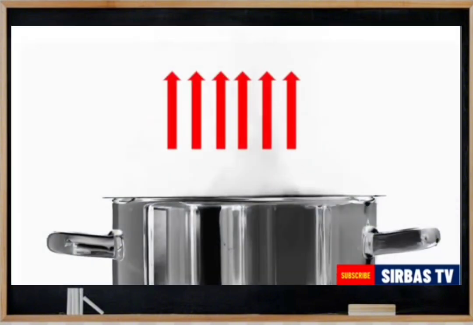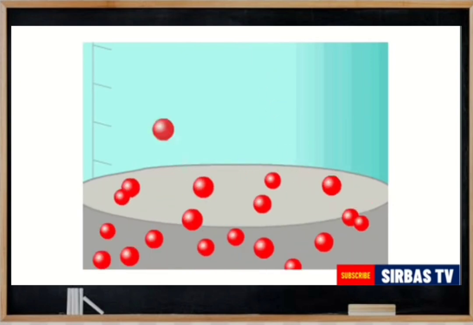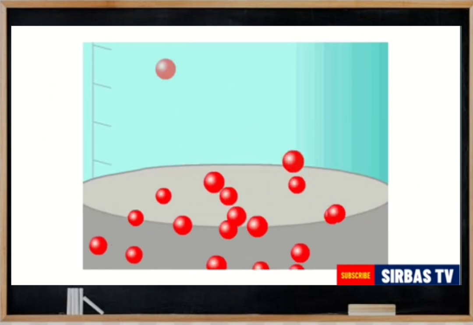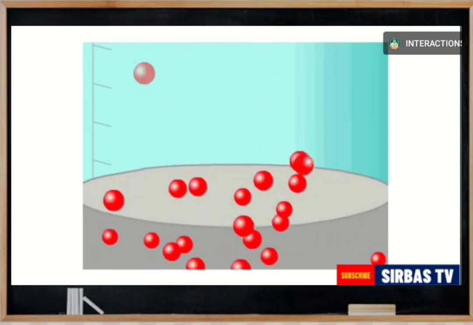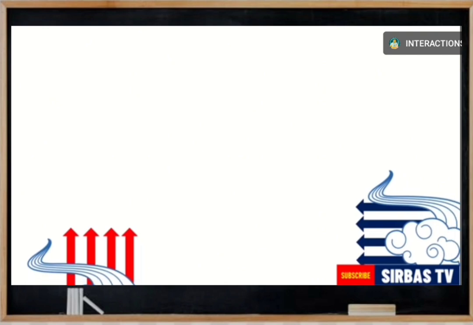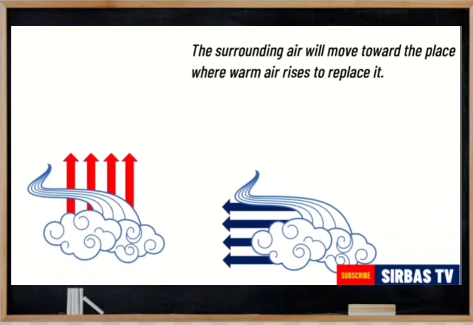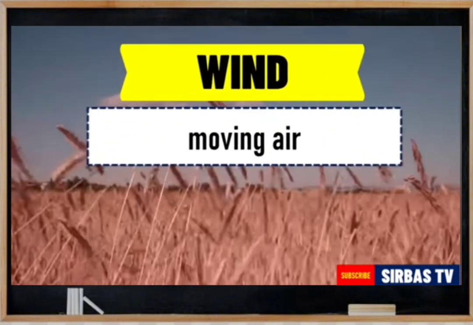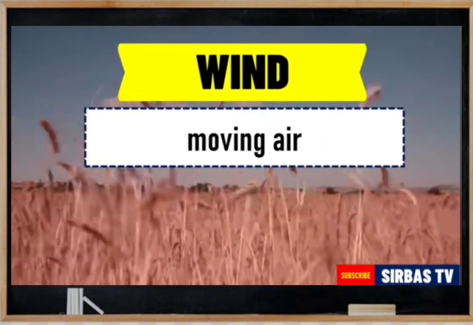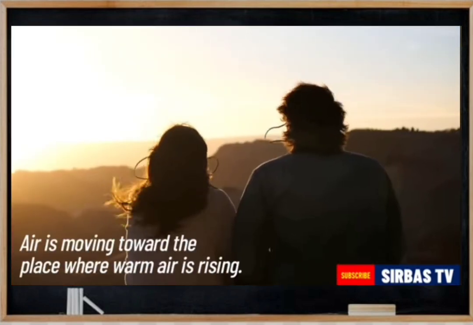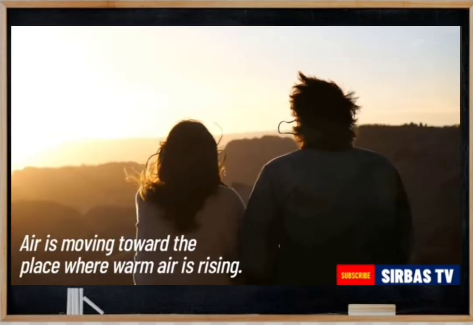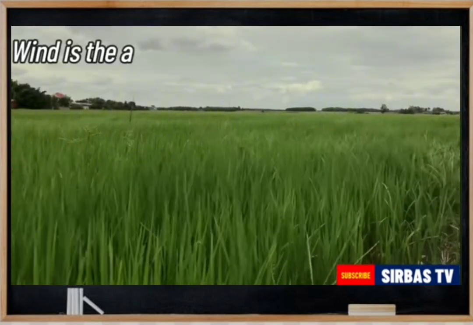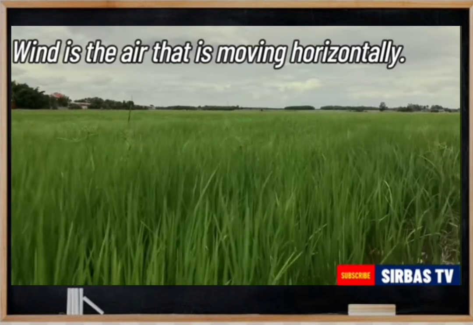When the air is heated, it will rise. This happens because the air molecules of the heated air move faster and spread out, which makes the air less dense or light. When warm air rises from a certain place, the surrounding air will move toward it to replace the rising warm air. This moving air is called the wind. Thus, every time you feel the wind, it means that air is moving toward the place where warm air is rising. Moreover, it is important to remember that wind is the air that is moving horizontally.